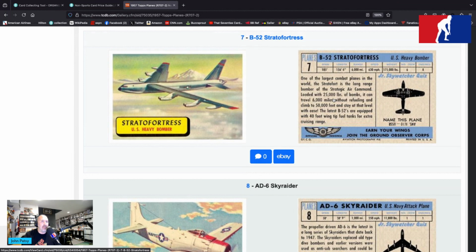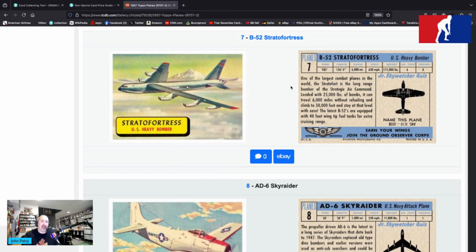One of the largest combat planes in the world, the Stratofortress is the long-range bomber of the Strategic Air Command. Loaded with 25,000 pounds of bombs, it can travel 6,000 miles without refueling and climb to 50,000 feet and stay at that level with ease. The latest B-52s are equipped with 40-foot wingtip fuel tanks for extra cruising range.